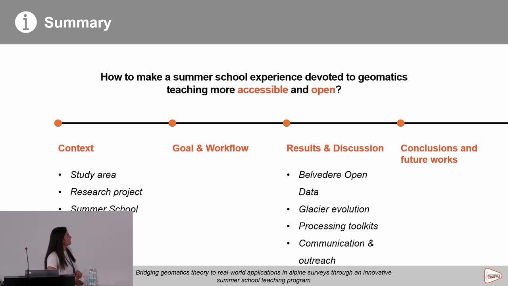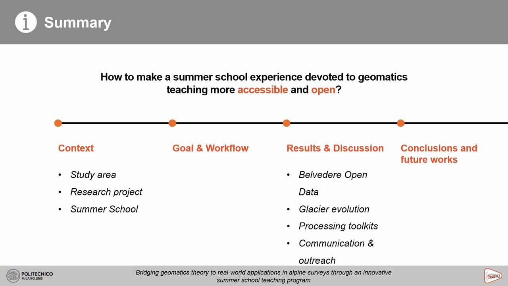So in the next slides I will talk to you a bit about the context of the project, mainly the study area we are focusing on, the bigger research project of our group, and then also the summer school with its history. Then I will show you a bit about the goal and the workflow for the summer school, with a highlight of the results and some discussion on the outcomes of the latest year's work on the summer school, especially when we started opening it as much as possible. And then I will go directly to conclusions and future works.